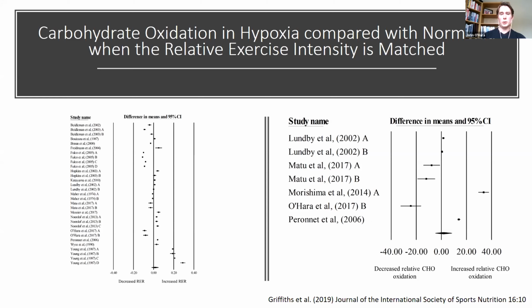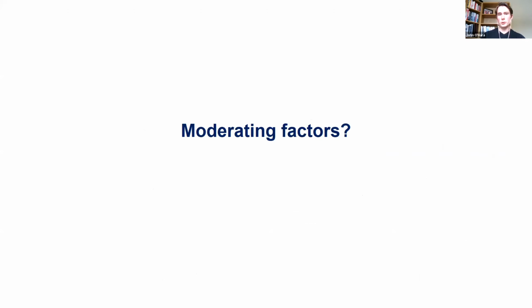Again, the panel on the left-hand side is to do with respiratory exchange ratio. The panel on the right-hand side is depicting decreased relative carbohydrate oxidation. And what's clear is that there is a mismatch in terms of studies. Some show a decrease in carbohydrate oxidation, including our studies. Some show an increase, some show no difference whatsoever. So when we're matching relative exercise intensity, the picture is not as clear as it is when we're matching absolute exercise intensity. Now, his analysis then went on, as it would do for a meta-analysis, to look at moderating factors.